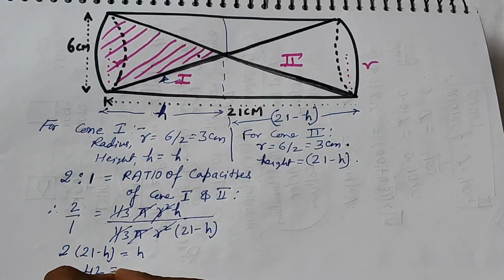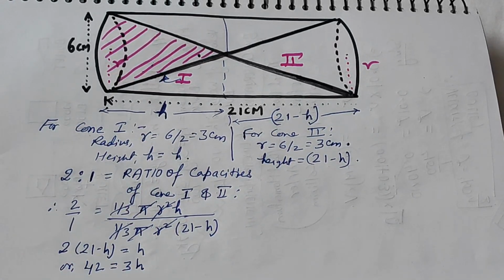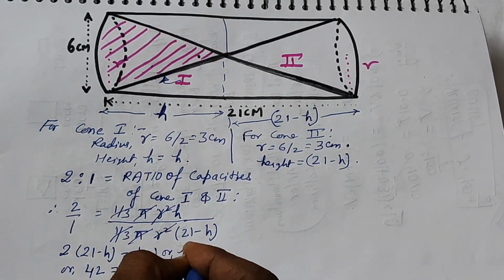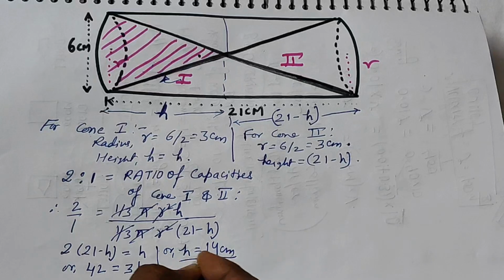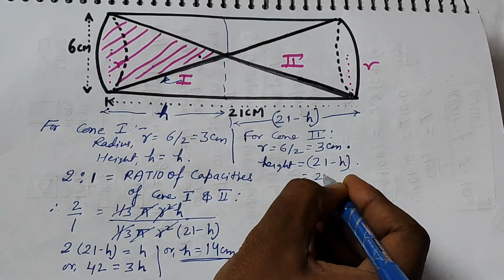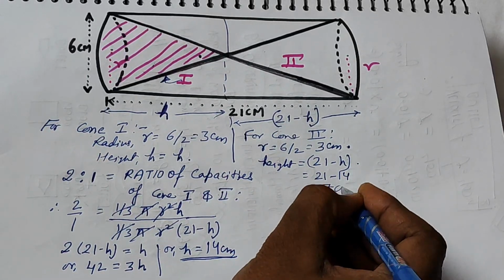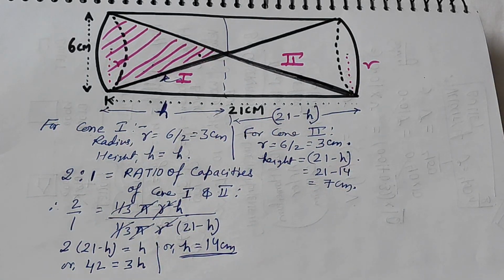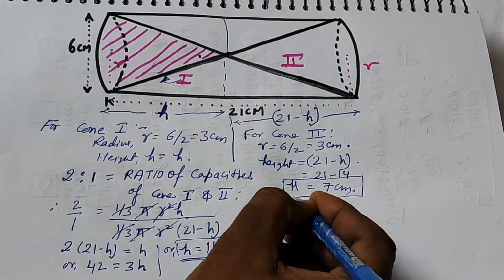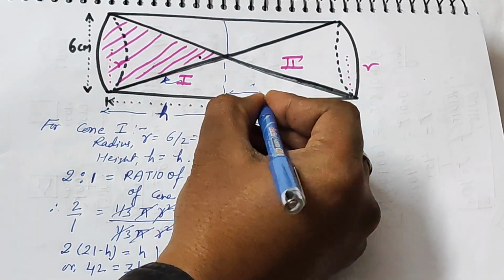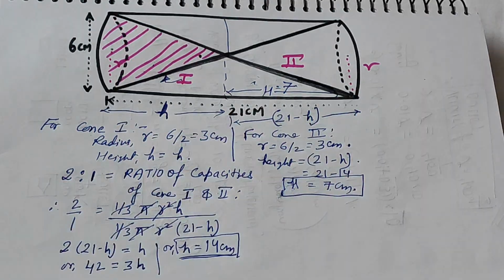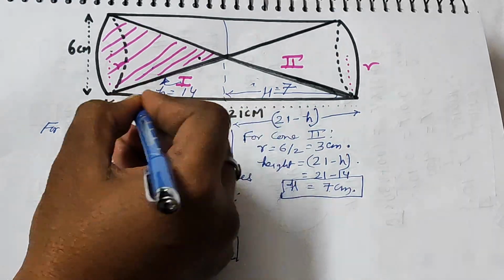Now when you solve it, it's a single variable equation. It's a linear equation in one variable, which gives 42 equal to 3h, or h can be calculated as 42 by 3, which is equal to 14 centimeter. So height of cone 1 can be calculated easily. Over here you can see that it's 14 centimeter. Similarly, if h is 14 centimeter, then 21 minus h will be the height of cone 2. So that is calculated as 7 centimeter. So I am marking it over here.